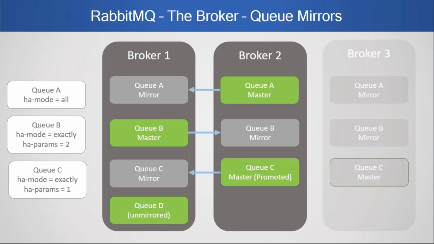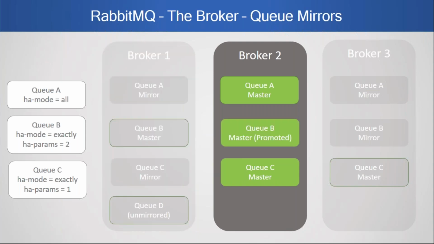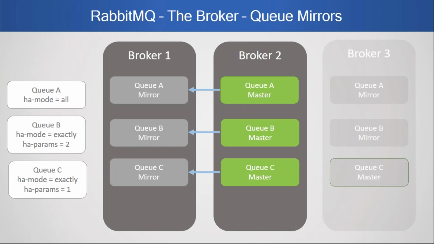Now, let's say we lose broker 3. QC had its master queue on broker 3. So what happens is the oldest mirror gets promoted, and that happened to be on broker 2. So now broker 2 has the master for QC. Then we lose broker 1. Let's say it's a catastrophic failure, the data, everything's gone. We fail over the QB master to broker 2, and now we have all the masters on a single broker with no redundancy. So we bring back broker 1.